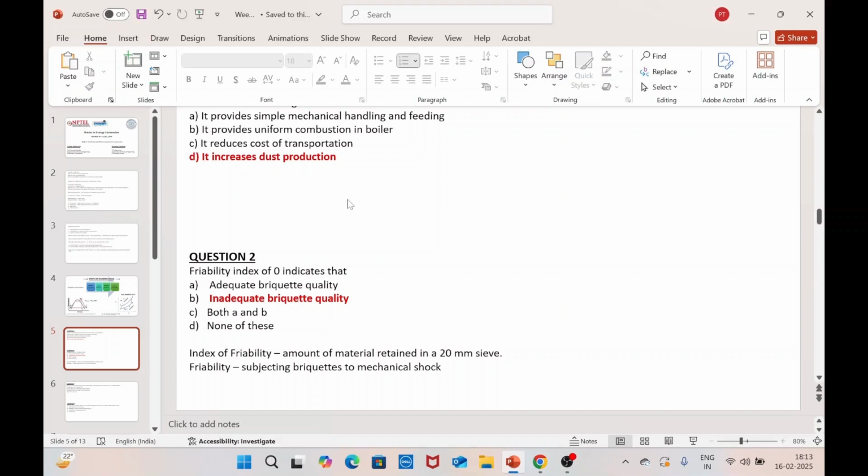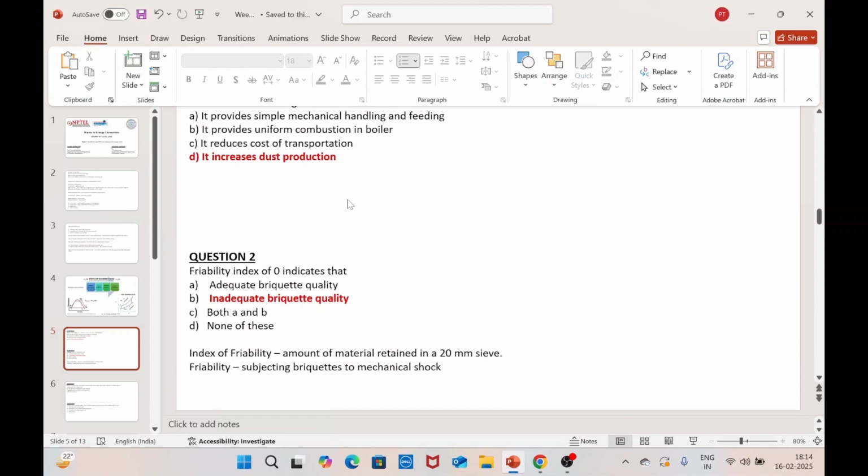So friability index of 0, let me explain that. A friability index of 0 means no material is going to be retained in that 20 mm sieve. All the material will pass through that sieve. For the briquettes to have uniform combustion, they need to be strong. That is the adequate quality of a briquette, the particular quality that we want the briquette to exhibit. So this is the reasoning.